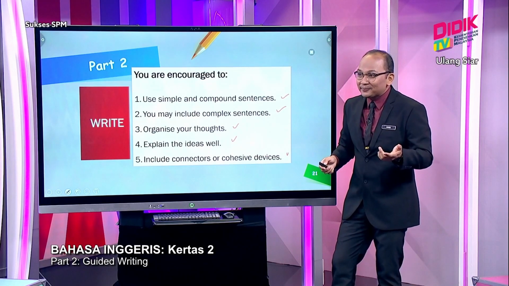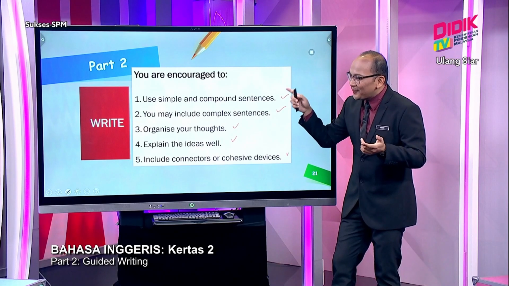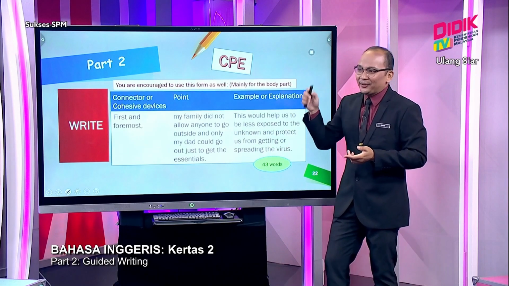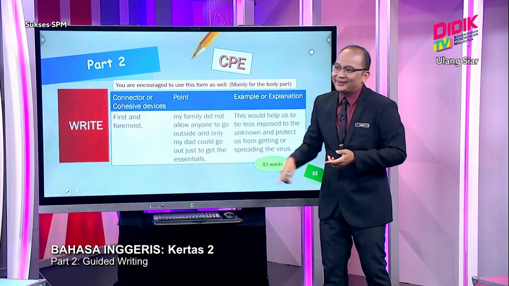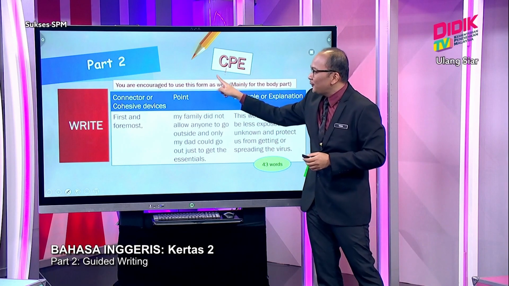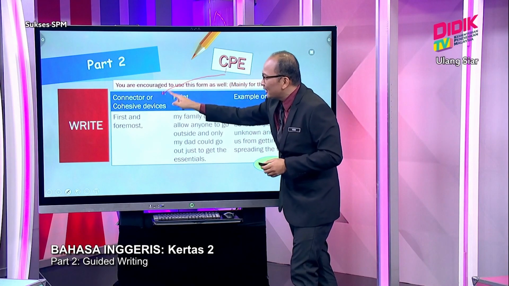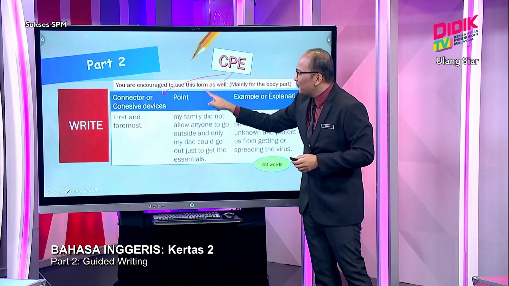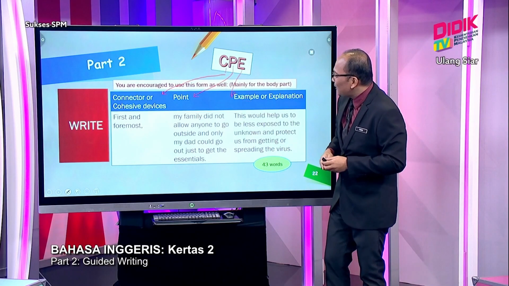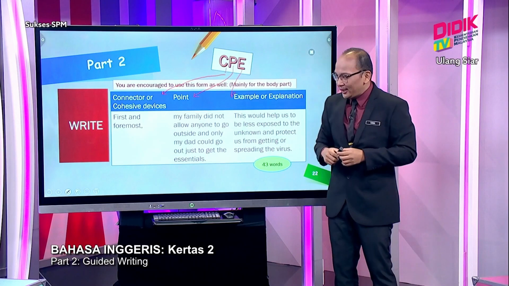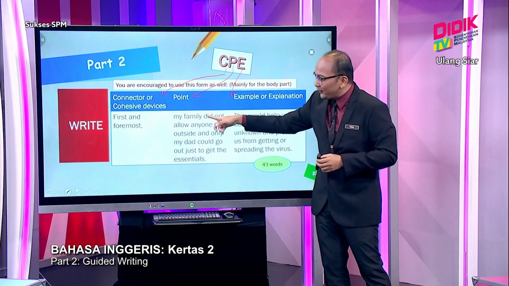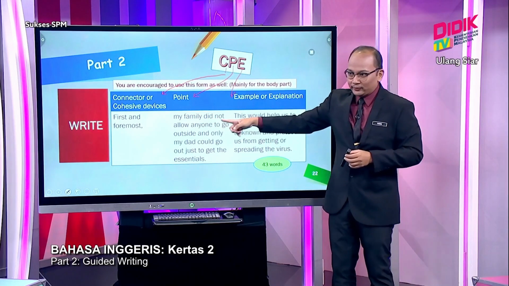And what is the last step? APWC. Before that, we look at the writing part, which is the CPE. C is for using connectors. P is for points. And E is for example or explanation.